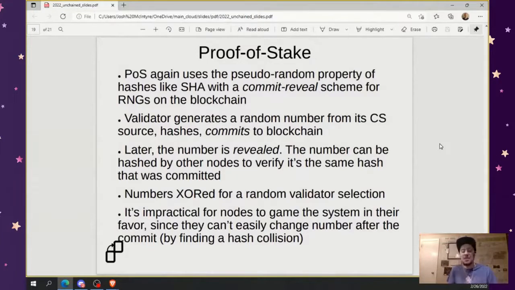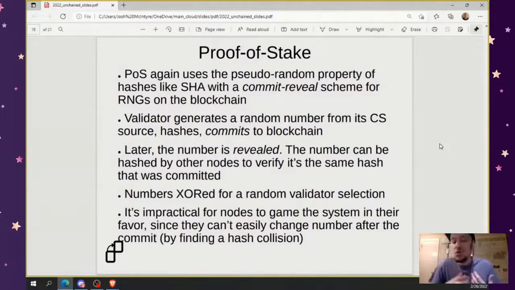So with proof of stake, instead of having miners doing a bunch of guesses, you have what are called validators. And these validators stake their coins. They say, I'm going to put up 32 Ethereum as collateral. It's sort of an honesty test that they're going to try and validate blocks that follow the rules. And if they don't follow the rules, they can have their coins slashed. So that's sort of the incentive for stakers and validators to do the right thing.